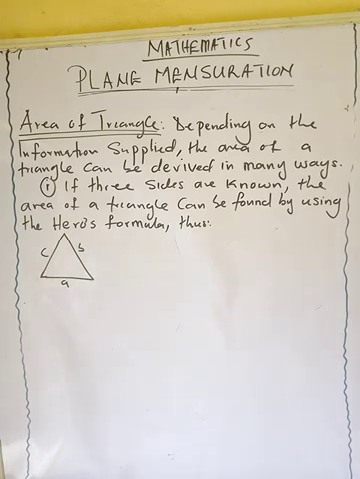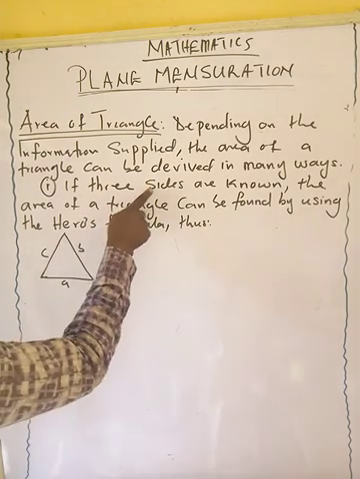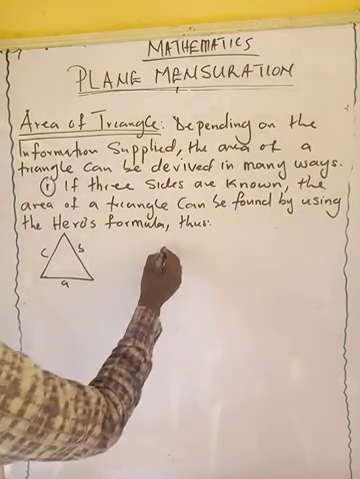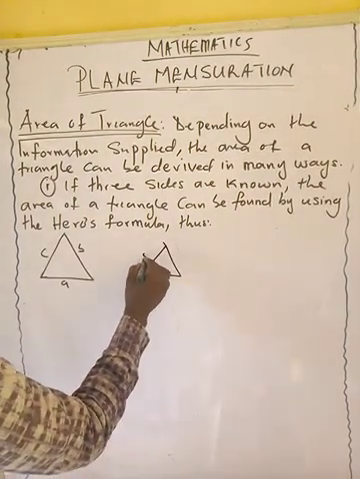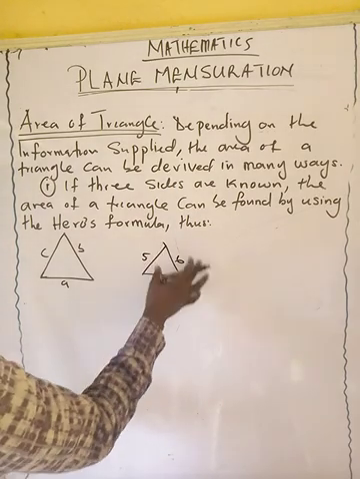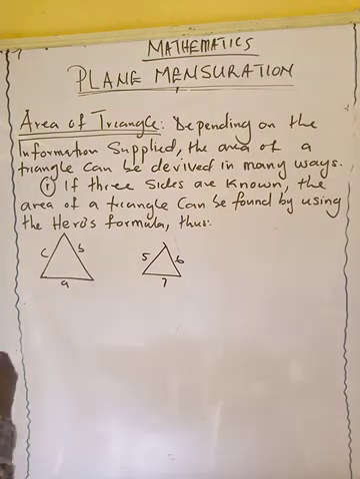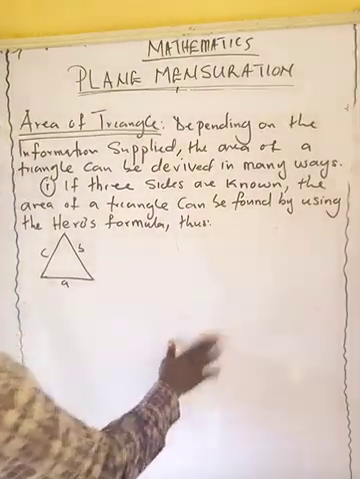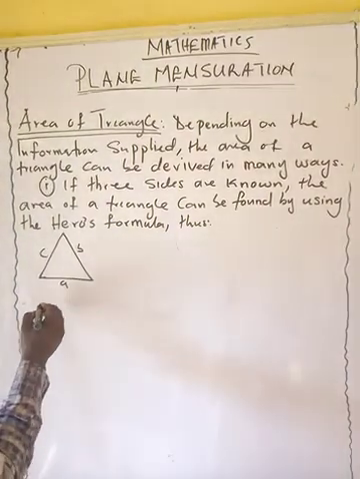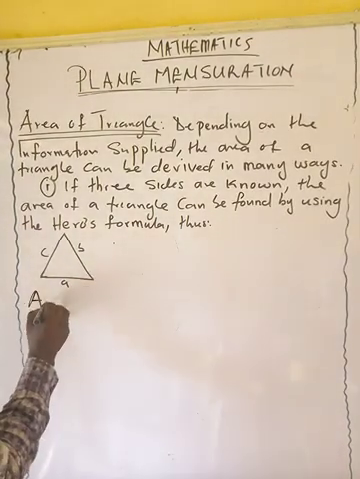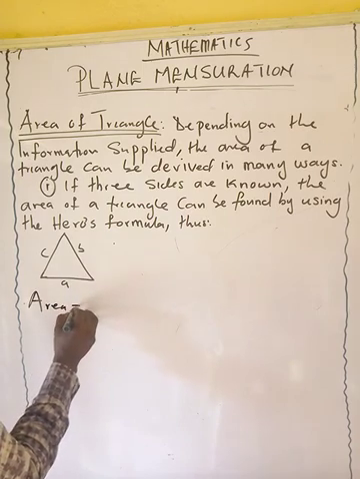Now let's look at the first one. If three sides are known, that is, in a triangle, when you are given maybe 5, 6, 7, like the way we did for perimeter, if the three sides are known, how do we calculate the area? That is where we are going to make use of Hero's formula.